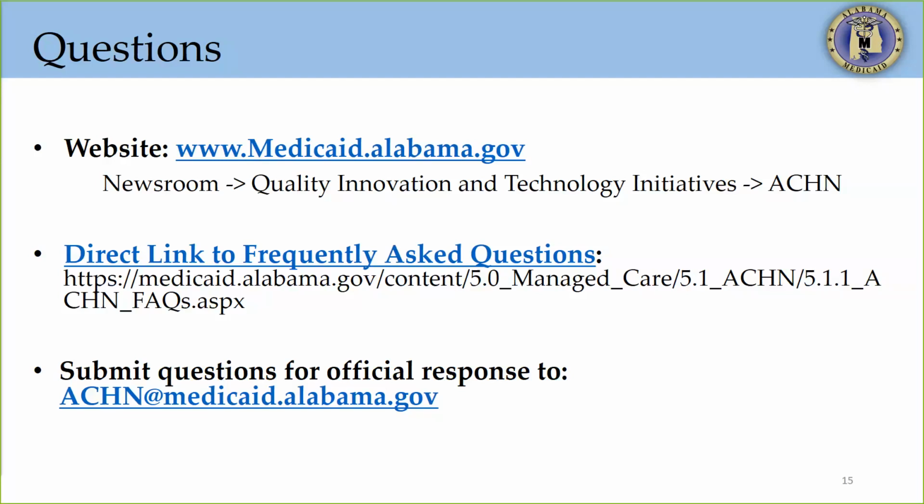The map has now been updated with phone numbers. The reason we have been waiting to post any phone numbers is because the ACHN contract will not go live until October 1. So the agency does not have a contractual obligation to encourage those ACHNs to answer the phone. So their phone numbers won't go live until October 1.